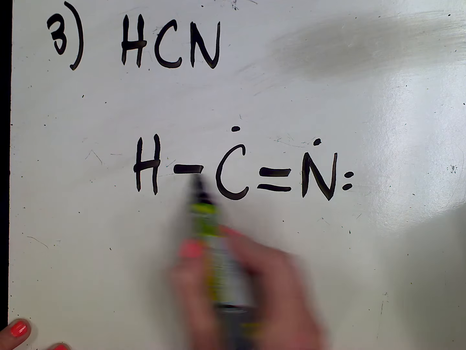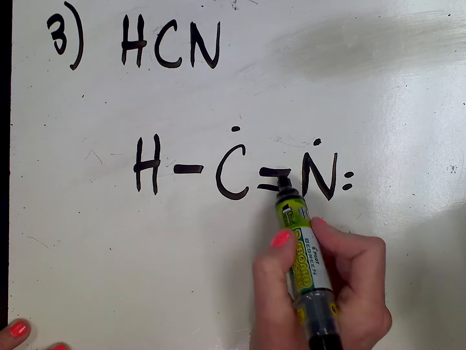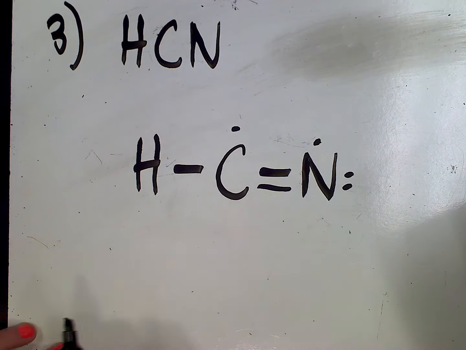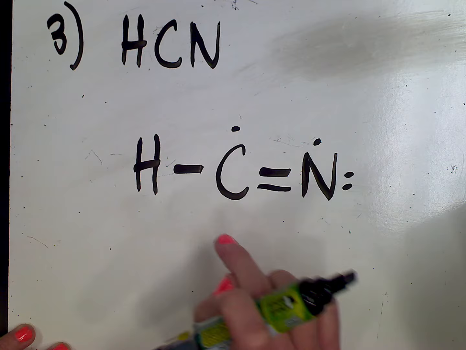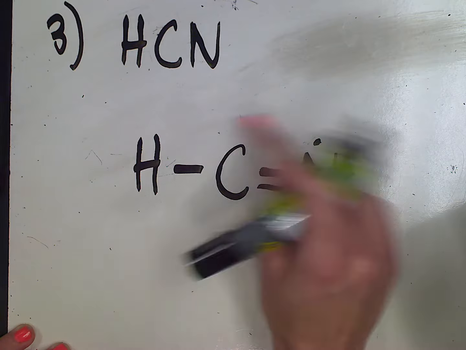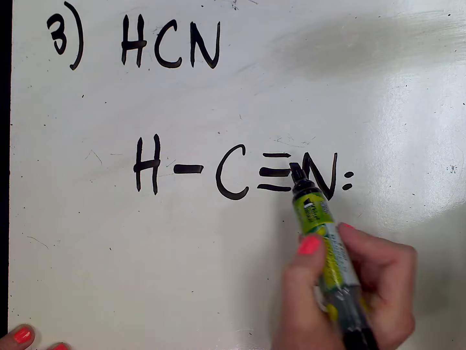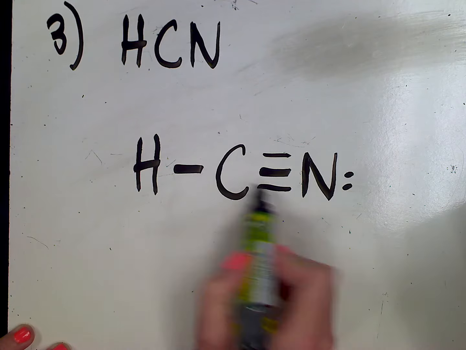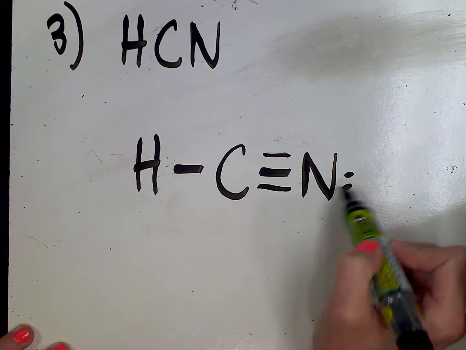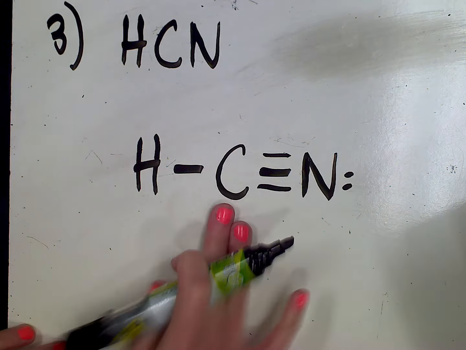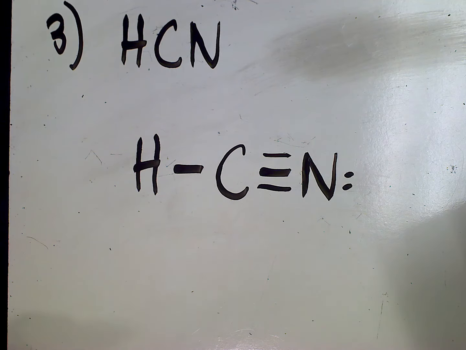So now reevaluating, I have 2, 4, 6, 7, and 2, 4, 6, 7. So now everybody has 7. I'm going to make another bond, erase that dot and erase that dot, make it into a bond. And let's see, 2, 4, 6, 8 on carbon, that's good. And then 2, 4, 6, 8 on nitrogen, that's good to go. So this is our final structure for HCN.